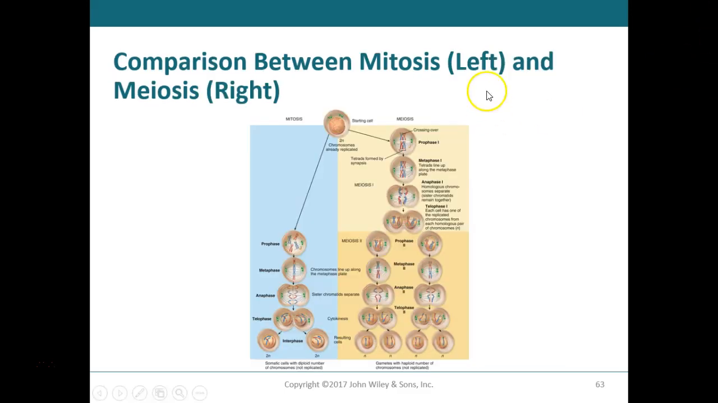Okay? So here you can see a little chart showing you the differences between mitosis and meiosis. Also remember that we're creating two genetically identical daughter cells in mitosis. In meiosis, we create 4 cells that are not genetically identical.